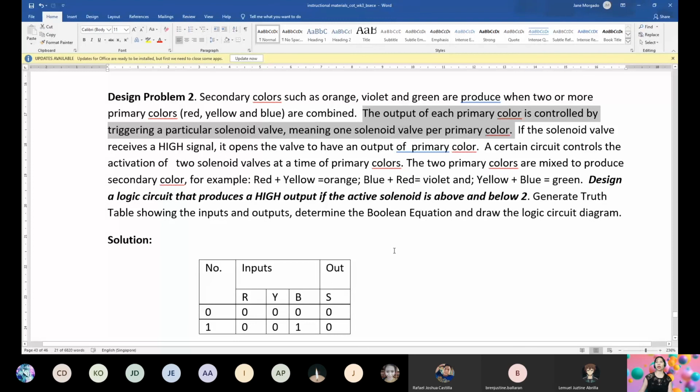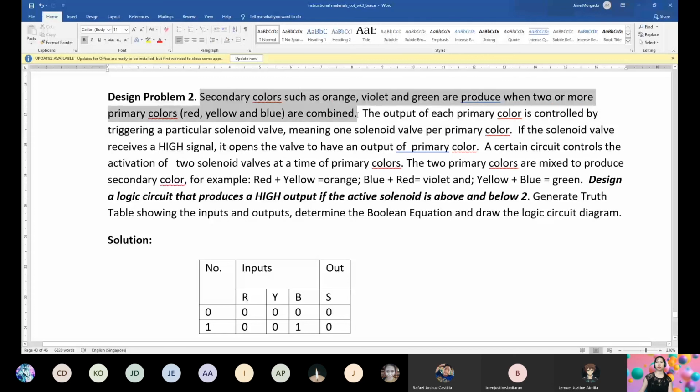Okay? So, ano ba ang desired output natin? Secondary colors such as orange, violet, and green are produced when 2 or more primary colors are combined. Okay? Kasi, pag isa lang yung solenoid valve na mag-on, makakaproduce ka ba ng secondary colors? The output should be secondary colors, either orange, violet, and green.